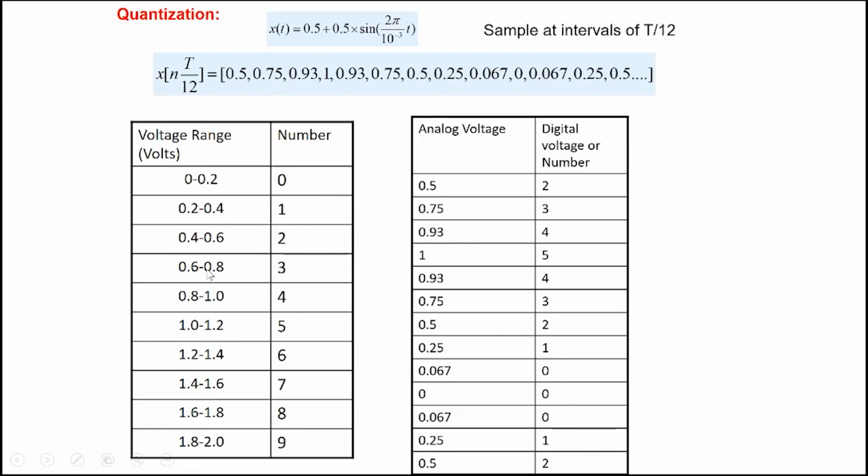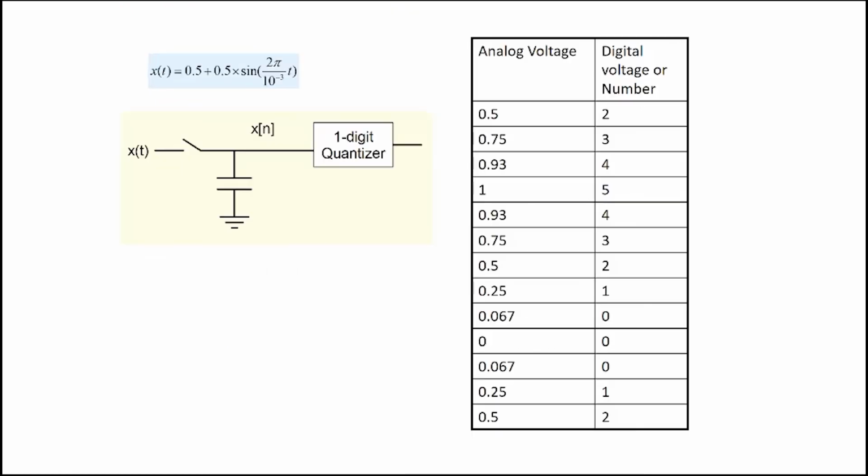0.75 lies here, so we'll assign a digit 3. Like that, for example, let's say 1 volt. 1 volt lies in the interval 1 to 1.2. When we write an interval like this, it means 1 or anything larger than 1 up to 1.2. So we assign it a 5 here. Like that, we can assign a digital number, so that's how we obtain a digital number starting from an analog number.